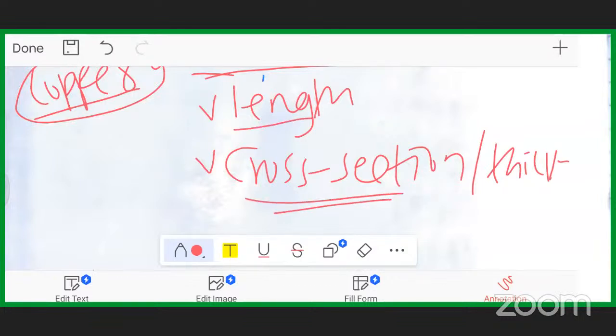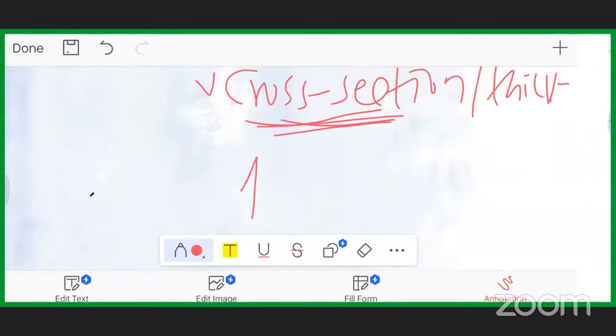For the sake of the length, when the length is increased, when it is much longer, the resistance also increases. An increase in length also increases the resistance of that particular conductor. While for the cross-section, it is inversely proportional. When you increase the cross-sectional area, the resistance decreases.